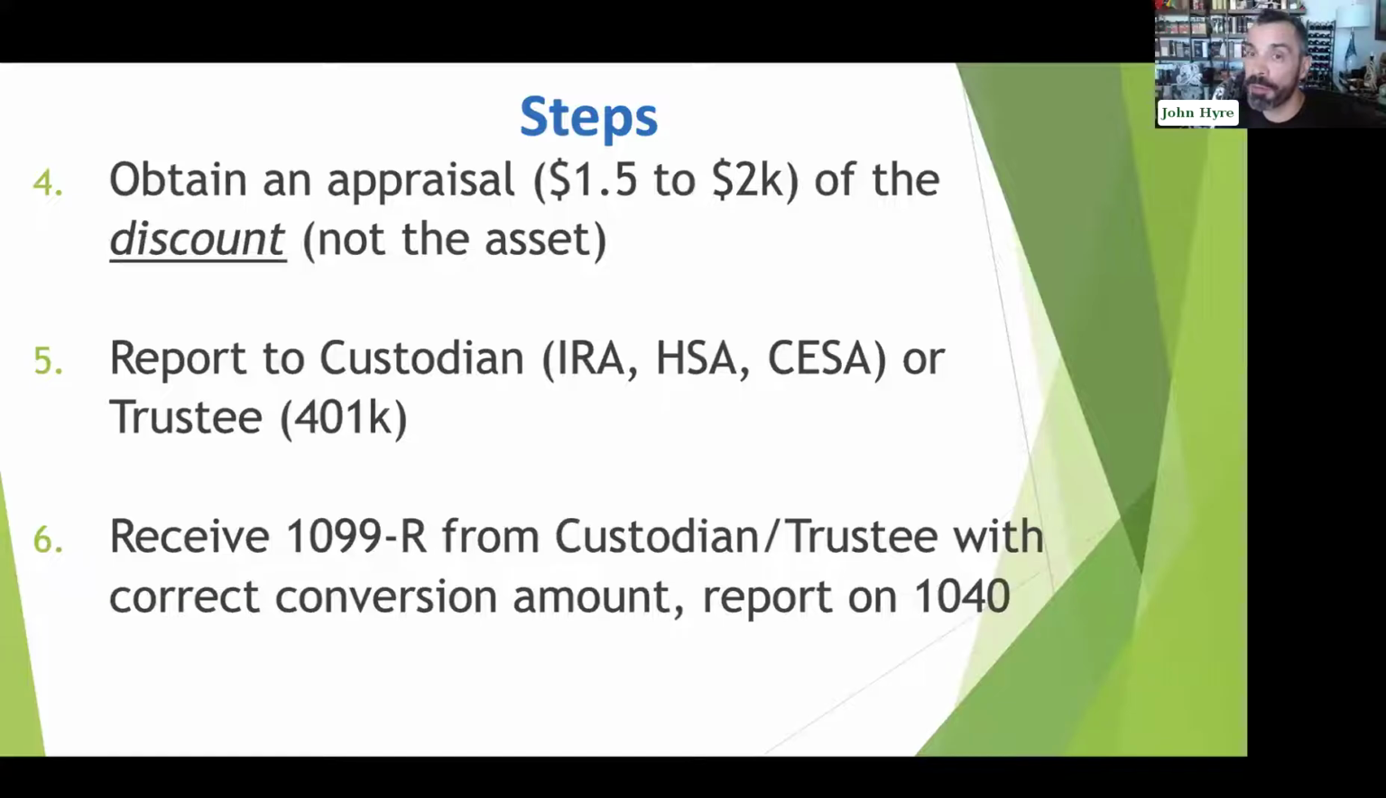That's where, if it's a group of you, you've got more leverage. We want a sense of what's the range of discounts without you making any binding promises, so you have a sense of whether this outcome being somewhat predicted is worthwhile. Super important. You then obtain an appraisal, generally $1,500 to $2,000. I've seen much better deals for bulk deals. And they're only appraising, again, the discount, not the asset.